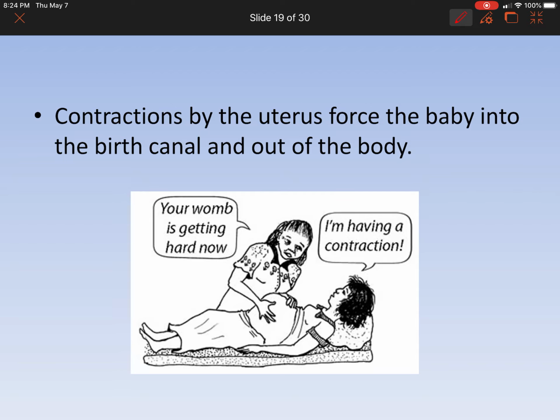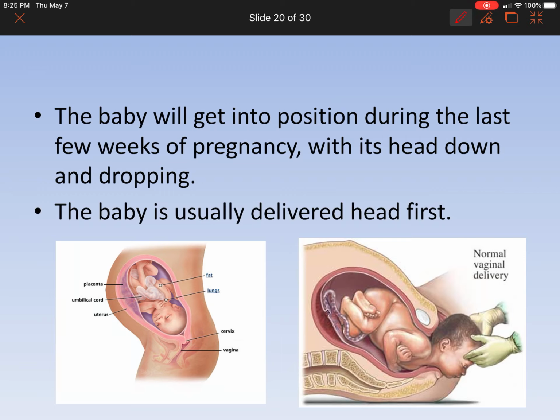Now, contractions by the uterus are going to force the baby into the birth canal and out of the body. Remember when we talked about the uterus, we talked about how it was a very strong muscle. So it's literally going to push that baby down and out. When you're having contractions, they can be quite painful, but not always. You feel just a hardness across your stomach area, across where the baby is, and that's your uterus contracting. You can really tell what that feels like. It's a very strong feeling.